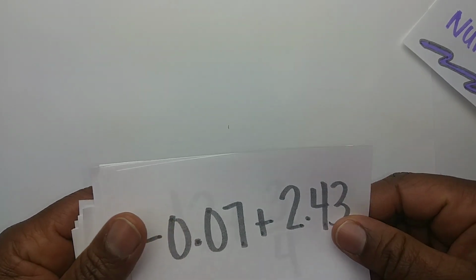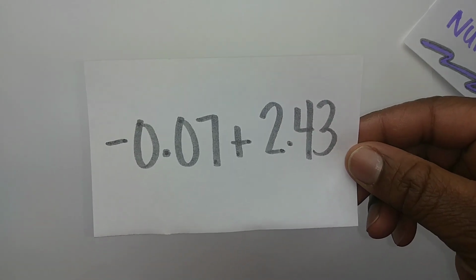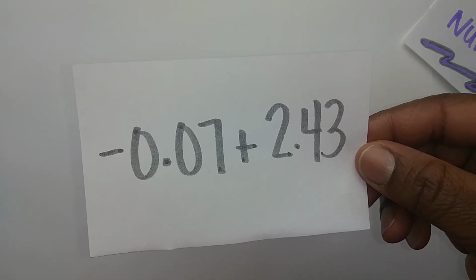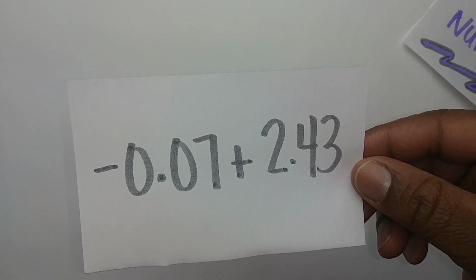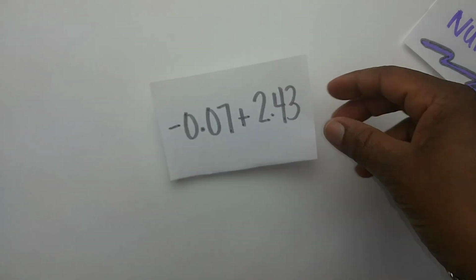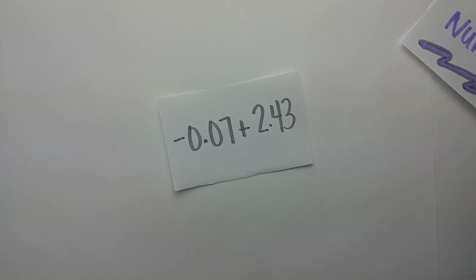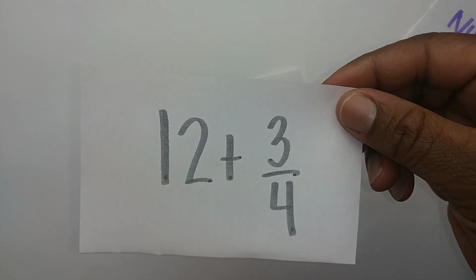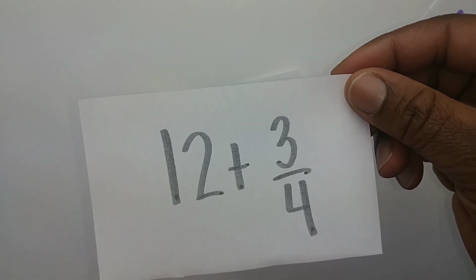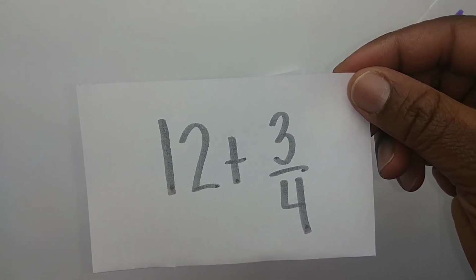And if you take a look at this, 2 and 43/100 is further away from zero than 7/100. So in this case, after we subtract these, the final answer would be positive. How about this one? Now on these cards, we're going to have some fractions, decimals, and whole numbers. So you have to be able to have some number sense in order to solve some of these problems.